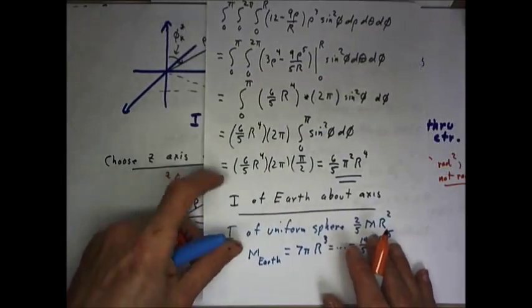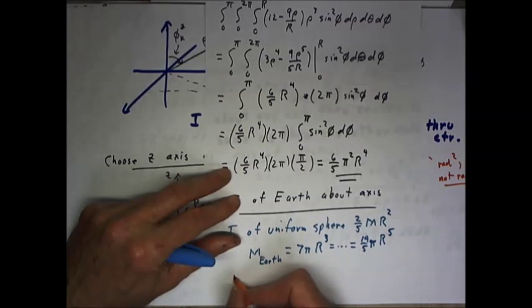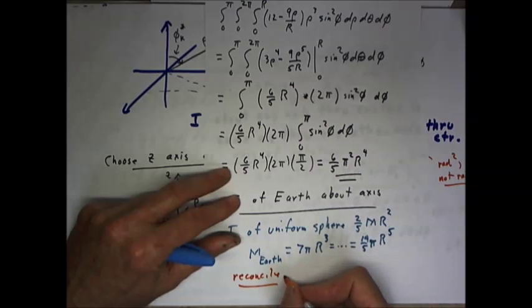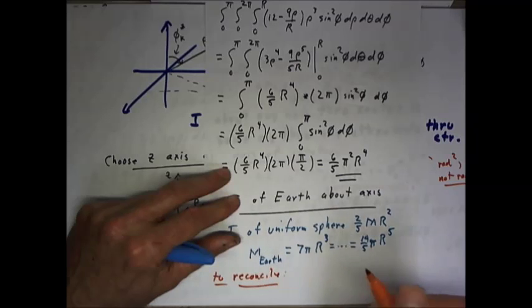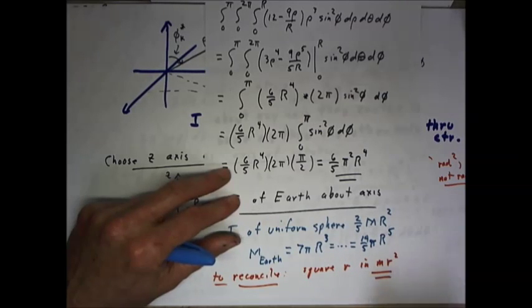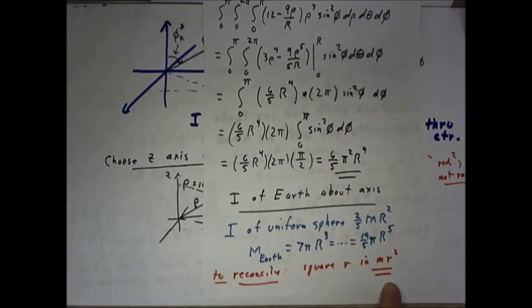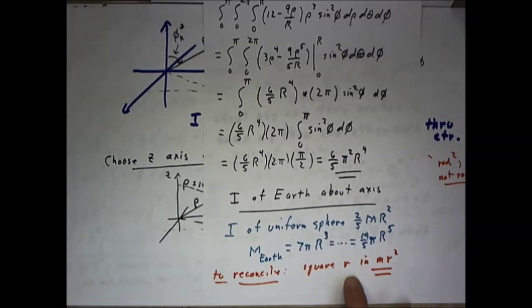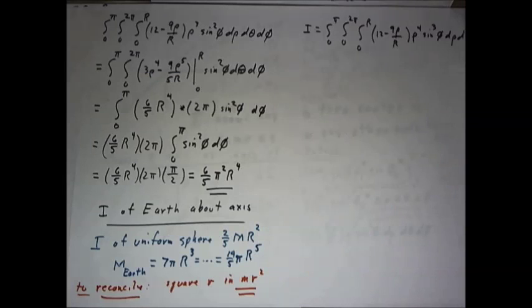So we'll make a note here: reconcile this expression with the expression we should get here. We've got to square the r in the mr squared expression for moment of inertia. Now we'll go ahead and calculate the correct integral for the moment of inertia.